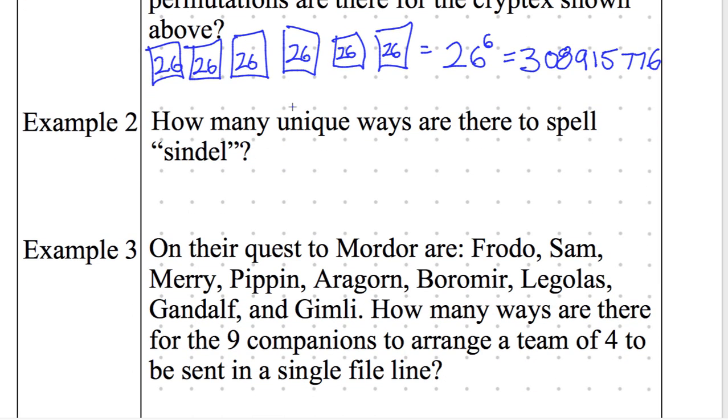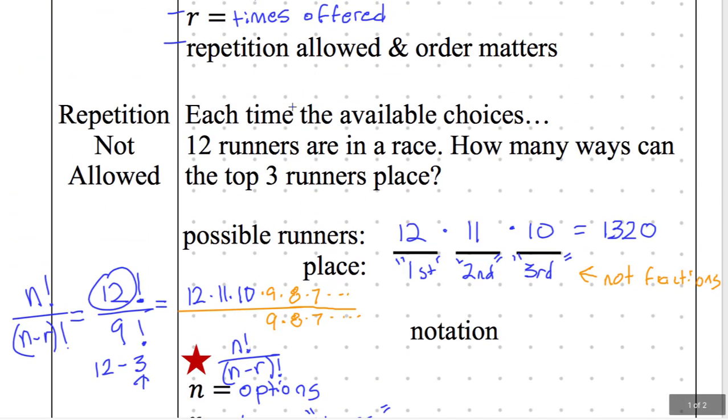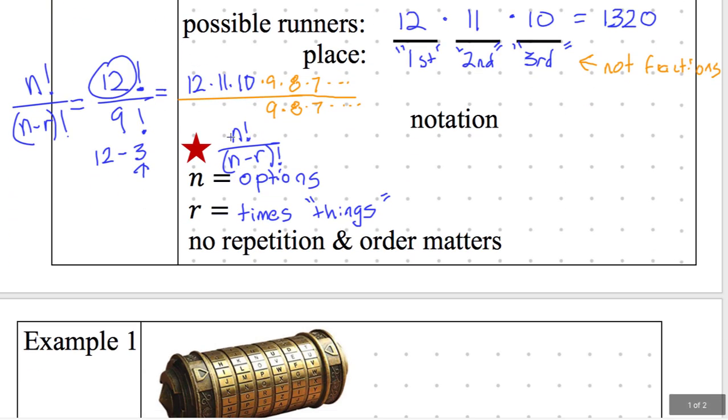All right, let's do example 2. How many unique ways are there to spell Sindel? So the letters. How many letters do we have? 6. Are any of these letters repeated? No. So there's no repetition. Would you agree? Yeah. So if repetition is not allowed, we are with this formula right here.